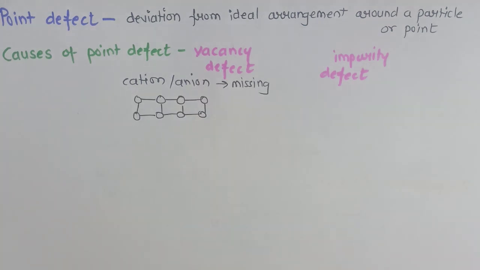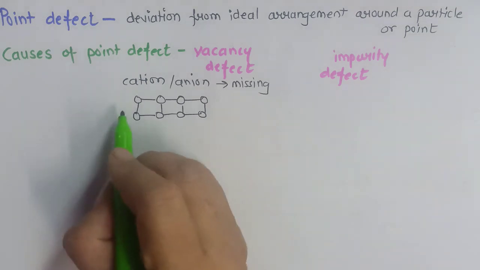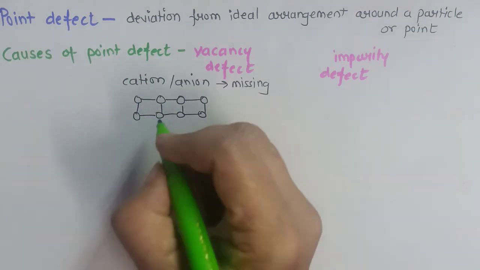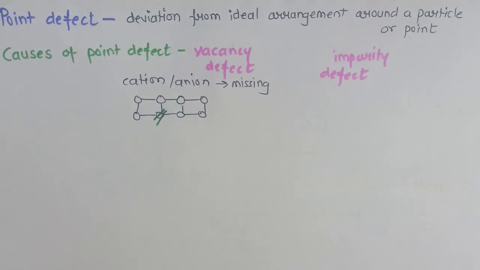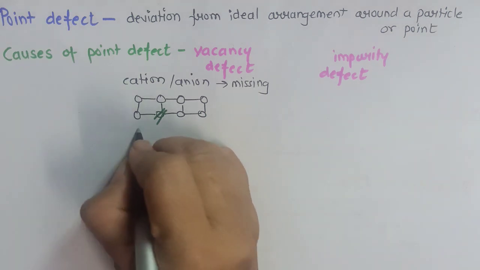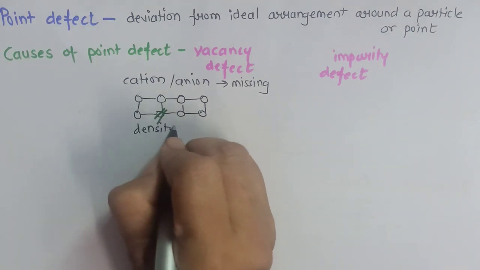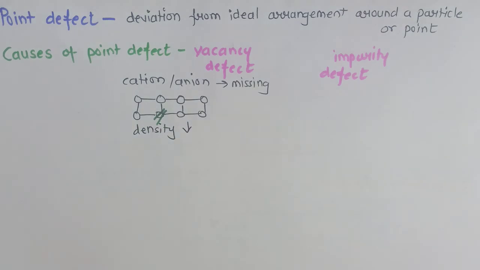Let us say this is an arrangement of a crystal where alternate cations and anions are present. Let us say any particular particle is missing from its site. It will create a vacancy, a hole over there. As a result of this, the density of the crystal lattice will decrease.